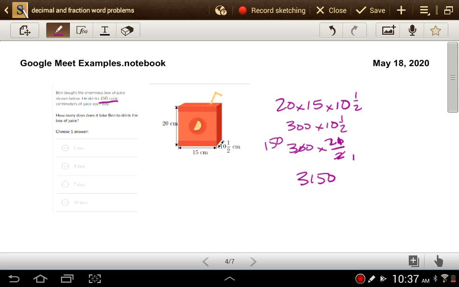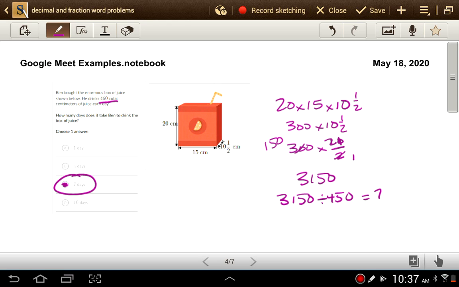If he's drinking 450 per day, then all I'm going to do is take that 3,150 and I'm going to divide it by 450. So you can use your calculator for this, and you're going to get 7. So that answer is going to be C, 7 days. So that's how you do that problem.